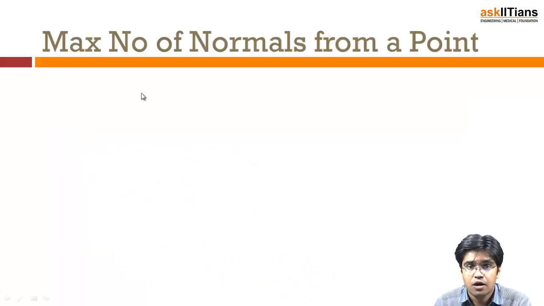Let's move on. The next concept is actually a very rare concept. It's the maximum number of normals that you can draw from a point. This is a very rare concept that hardly anyone teaches you. So what we are going to do is that we know the equation of the normal, and now we are going to derive how many normals can be drawn from a point.